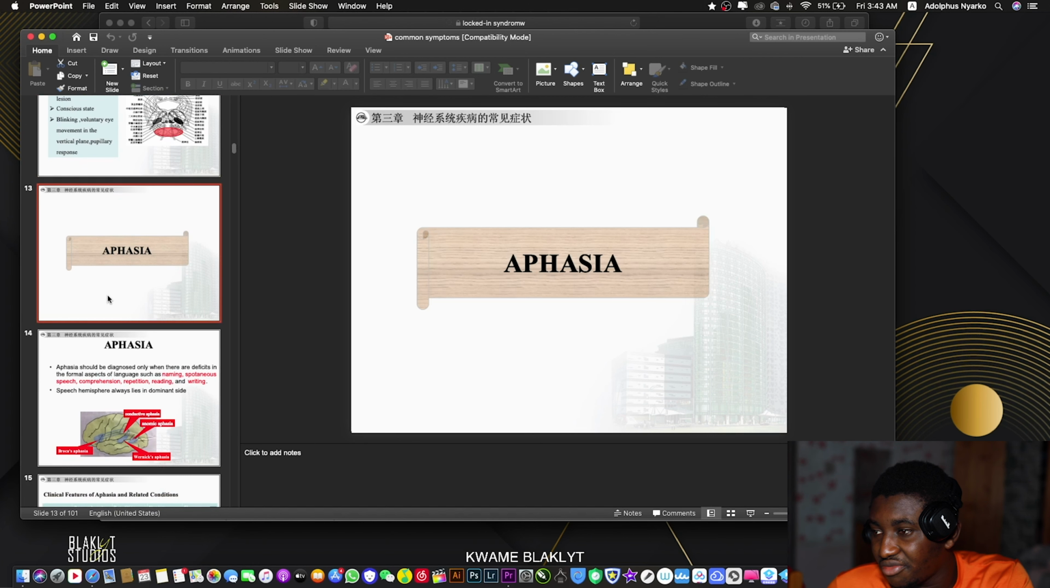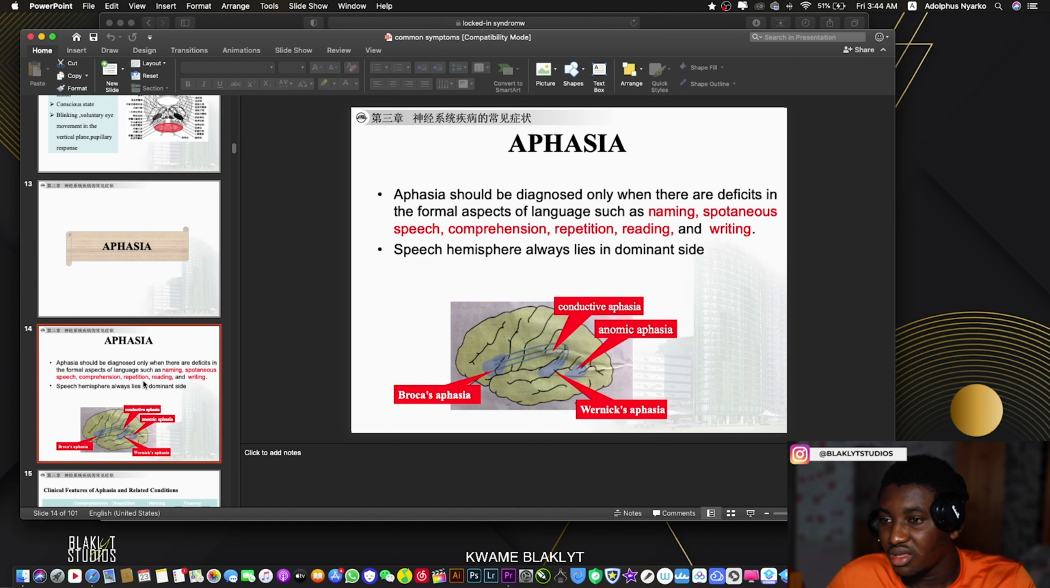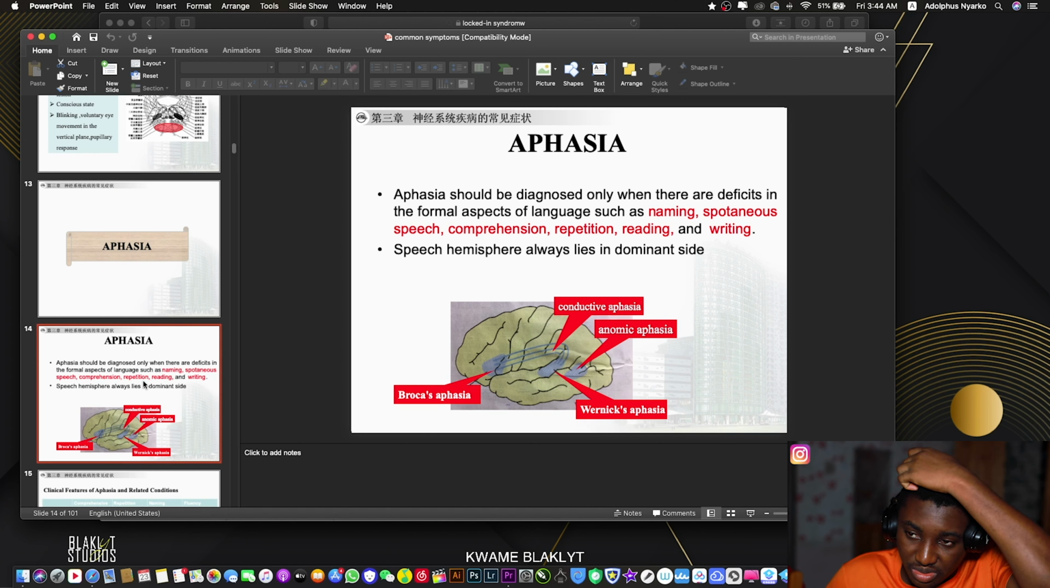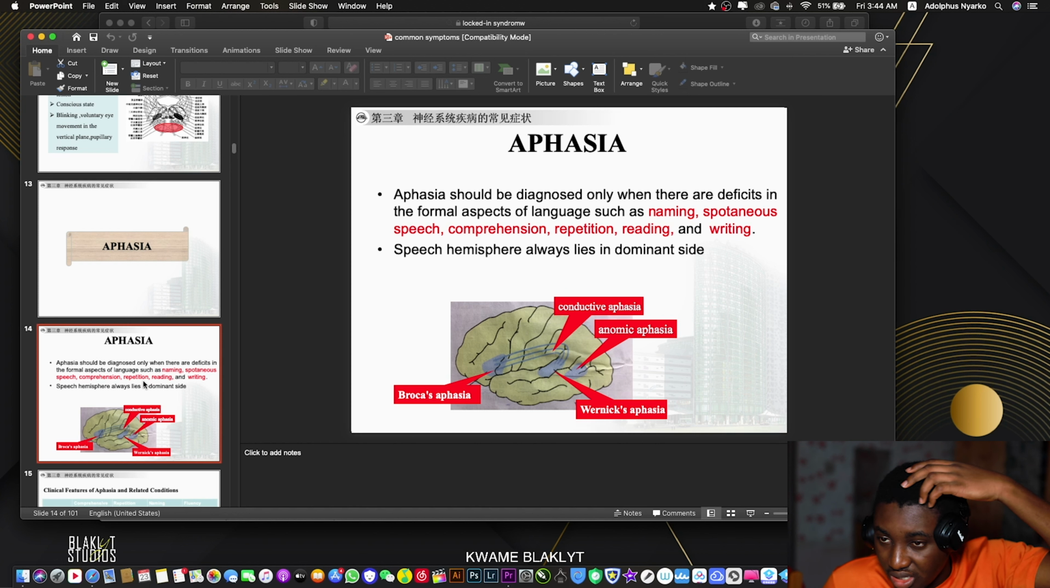So we've got aphasia. What is aphasia? Aphasia should be diagnosed only when there are deficits in the formal aspects of language, such as naming, spontaneous speech, comprehension, repetition, reading, and writing. Speech hemisphere always lies in the dominant side.